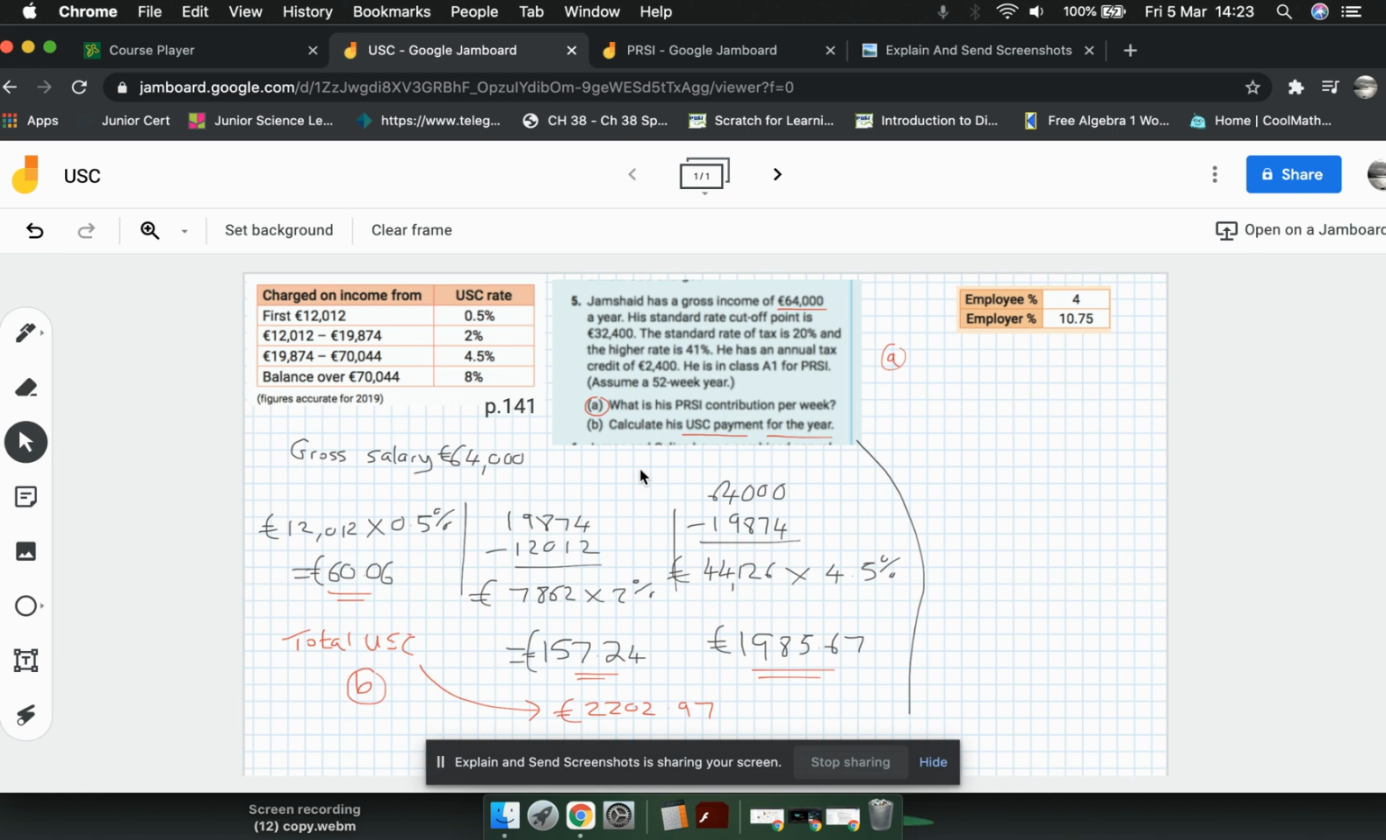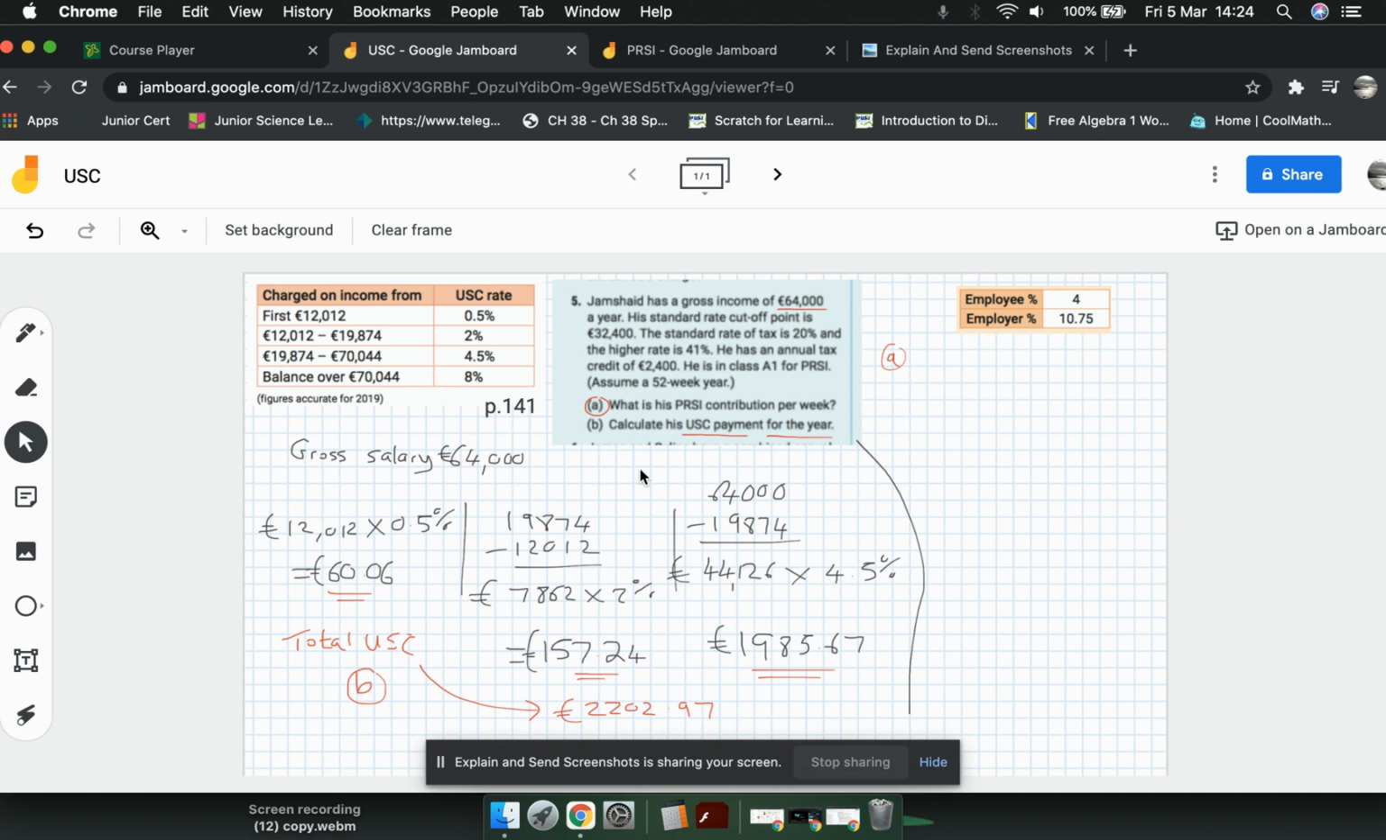Okay, so how do we work out PRSI? The first thing to state here is that in Ireland, we are all charged at the same rate of PRSI. Employees are charged at 4%, employers are charged at 10.75%. Do I expect you to remember those values? No, but do reference them in the book. So those values don't change.